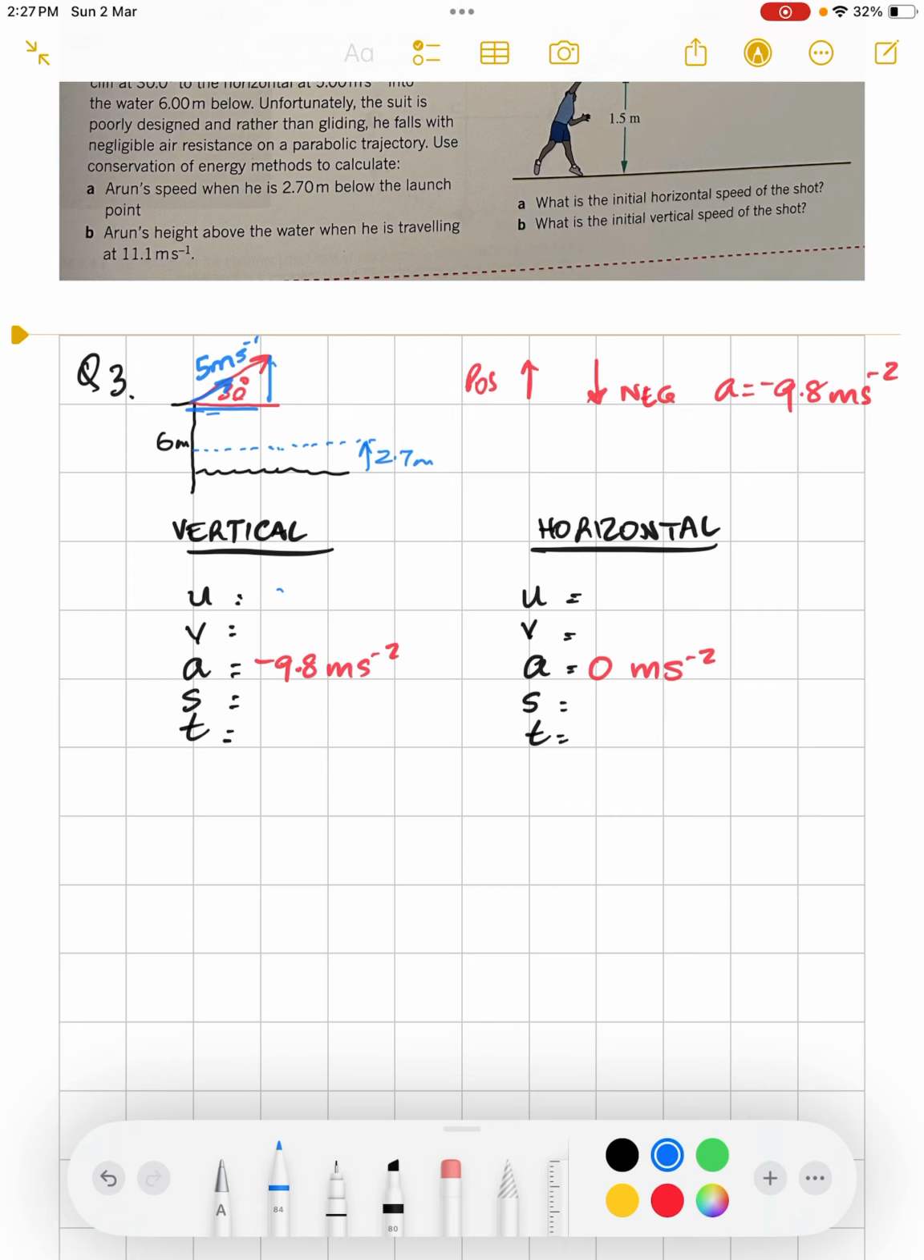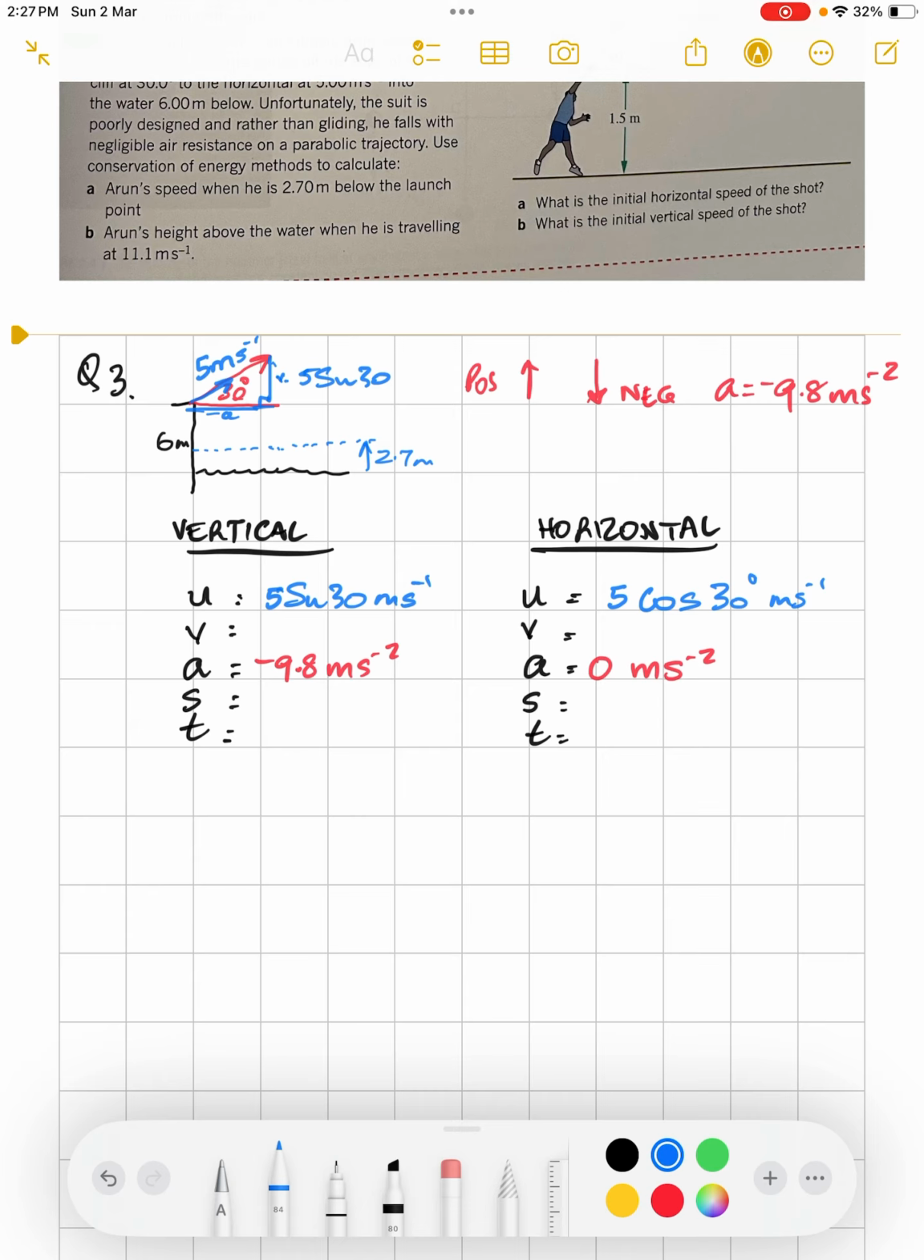If you break this up, the adjacent side is the horizontal and the opposite side is the vertical. So the adjacent side is 5 cos theta. So the horizontal is 5 cos 30 degrees, and that's meters per second. And the vertical is 5 sine 30, 5 sine of 30 in the vertical.